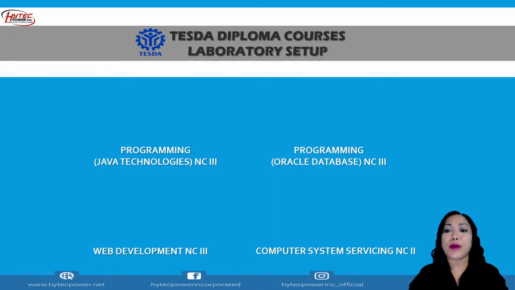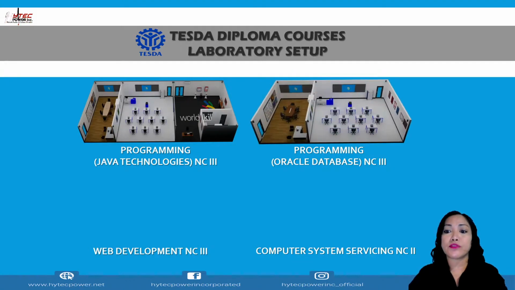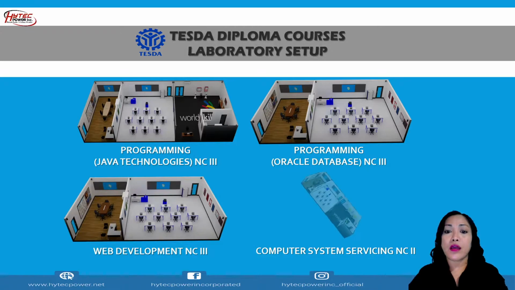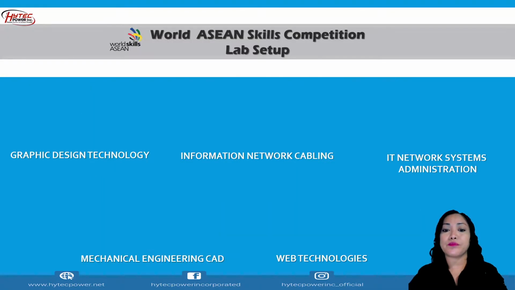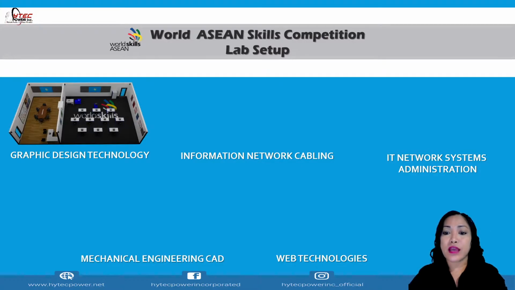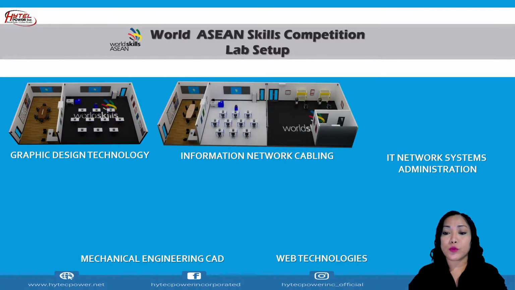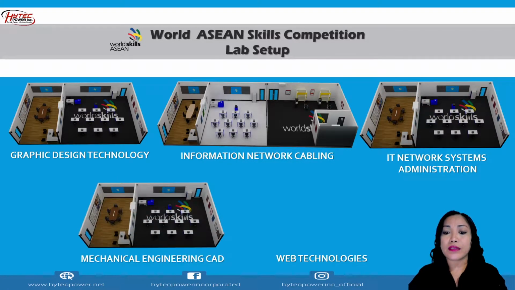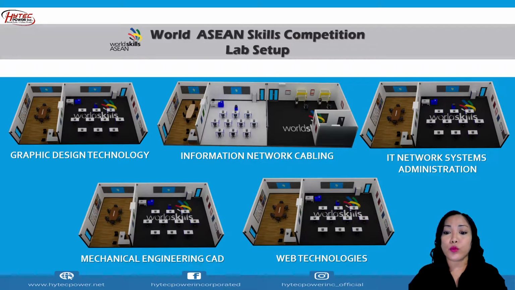Now, to continue with the mapping, we have the available laboratory setup for each of the course areas. We have Programming Java Technologies NC3, Programming Oracle Databases NC3, Web Development NC3, and Computer System Servicing NC3. And we also have the World ASEAN Skills Competition Lab setup for the following: Graphic Design Technology, Information Network Cabling, IT Network Systems Administration, Mechanical CAD, and lastly, Web Technologies.